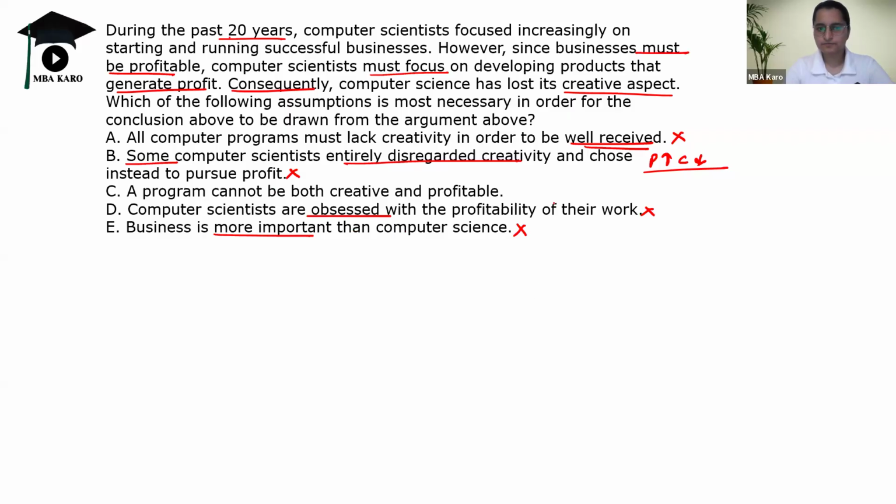C option rather, program cannot be both creative and profitable. During past 20 years, computer scientists focus increasingly on starting and running successful businesses. And since business must be profitable, they must focus on developing product to generate profit. Now, if they are increasing profitability, creativity is decreased. If they want to increase creativity, then definitely less profitable, right? So program cannot be both creative and profitable. This is the assumption, okay?